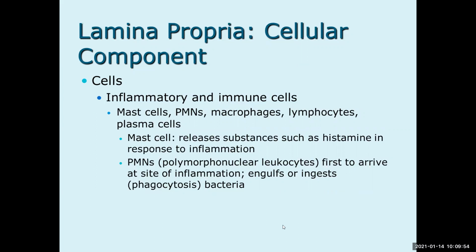The inflammatory and immune cells that are present: you've got mast cells, your PMNs, your macrophages, your lymphocytes, and plasma cells. So those were listed on a previous slide. Your mast cells release substances such as histamine in response to inflammation. We are going to get into histamine in detail. Did you learn about that in histology? If not, you're going to learn about it in pathology. There's a lot of crisscrossing of information. So Mrs. Heberly, I know she talks about it, I just don't know in what course, is going to be talking to you about histamine.